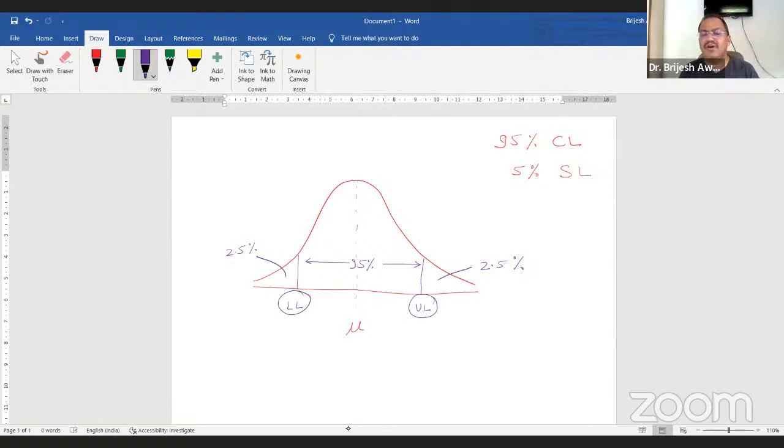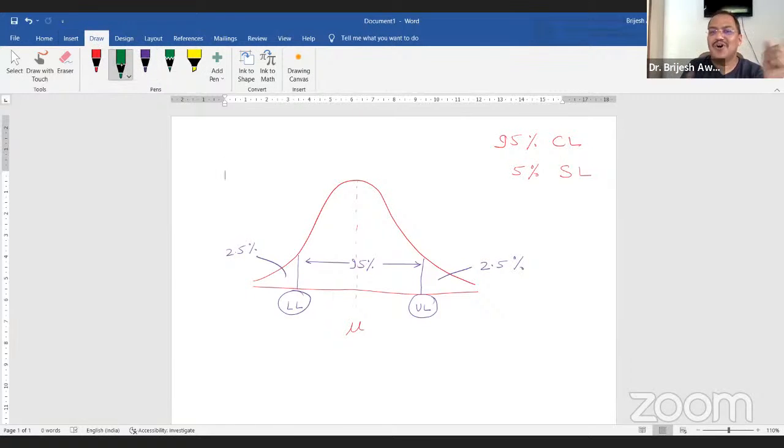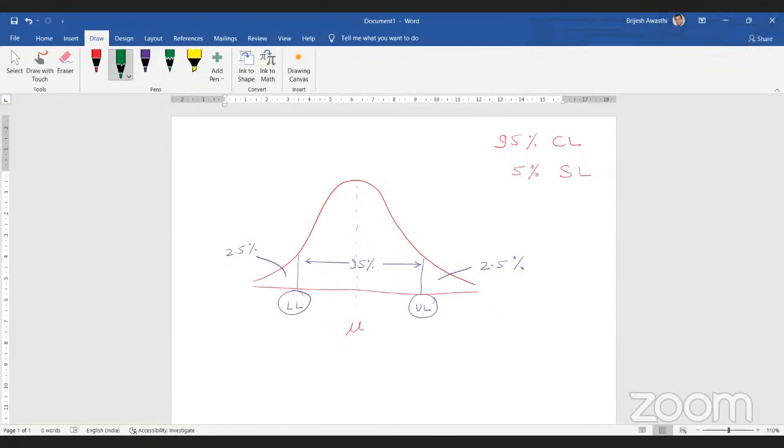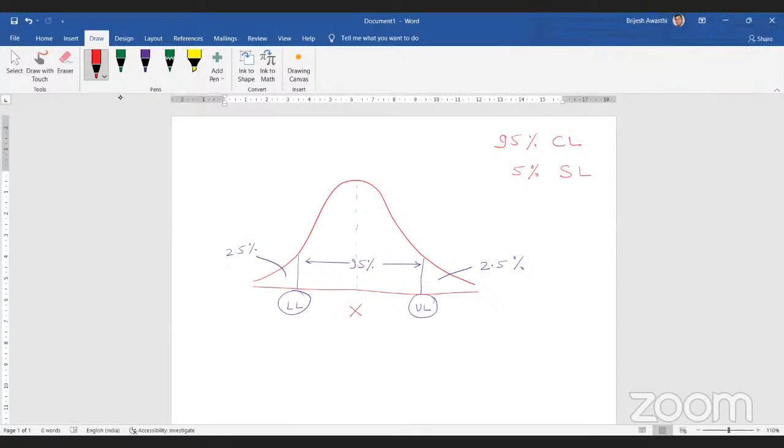Because we never work on the population, yes or no? We always work with a sample. So I'm going to remove the population mean and put the sample mean. The sample mean is X bar. This is my X bar.